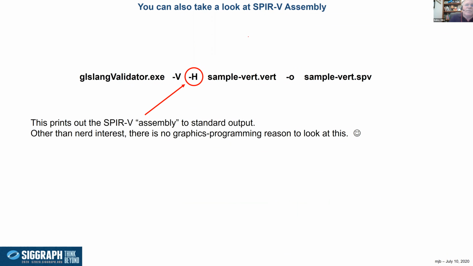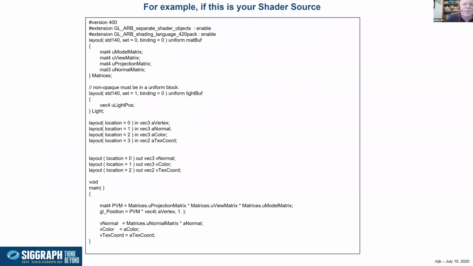If you want to see what the SPIR-V looks like, you can have it write it out. Now, SPIR-V itself is a binary format, so if you just try and read the .spv file into a text editor, it'll just look ugly. But if you say -H, it will write it out into a file that you can text edit. Other than just nerd interest, I can't think of any good reason to do it. But nerd interest is justification on its own. So have at it. It is kind of interesting.